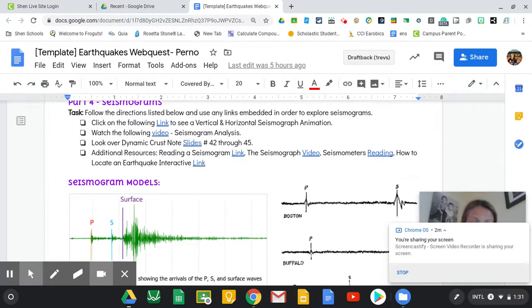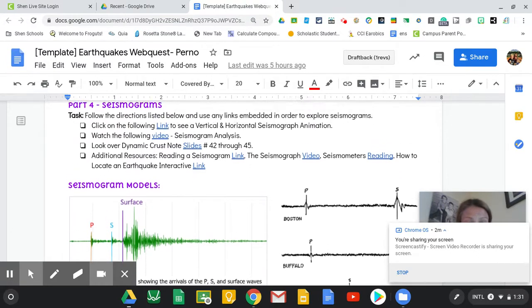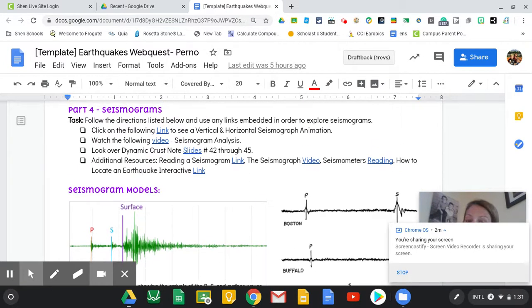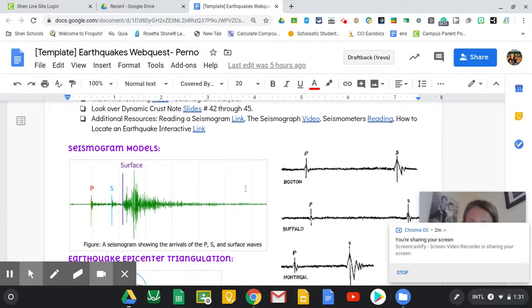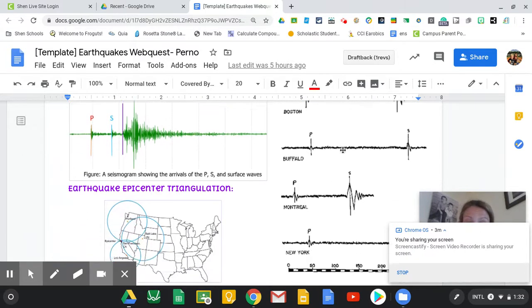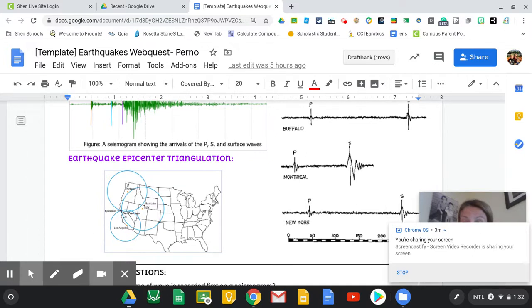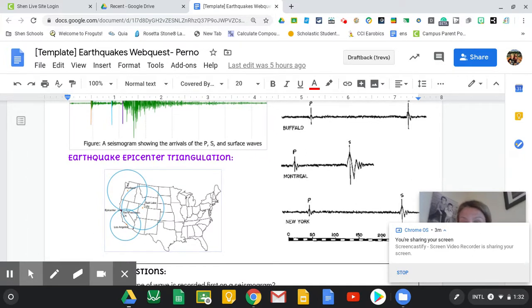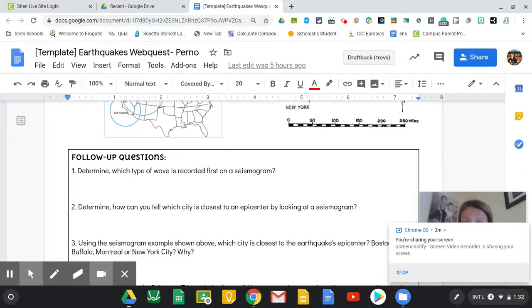Okay, and then you are going to continue this week on how to read a seismogram and a seismograph. So this is a seismogram. The graph is the machine that records the first P wave and the first S wave at a location. You'll notice that the closer the P and the S waves are on the seismogram, the closer you are to the epicenter of the earthquake, and it will take 3 locations to triangulate where the epicenter is for geologists.